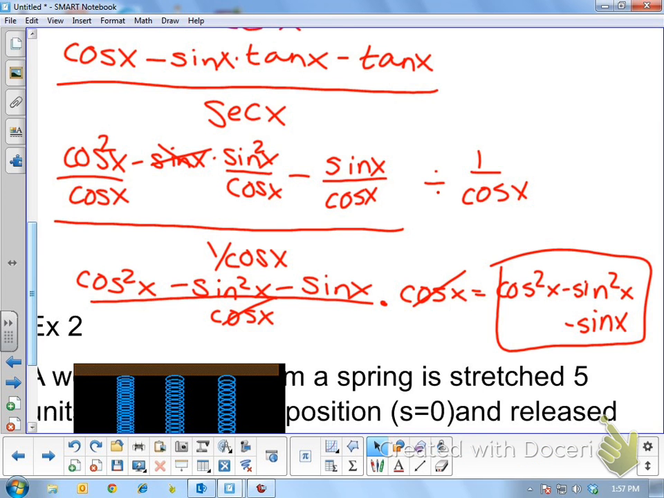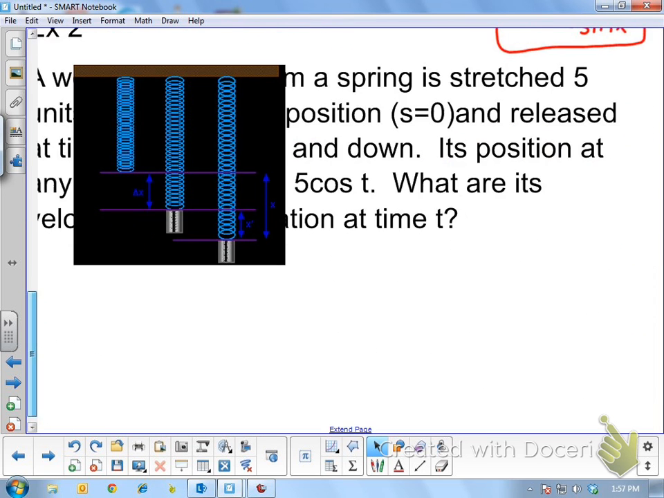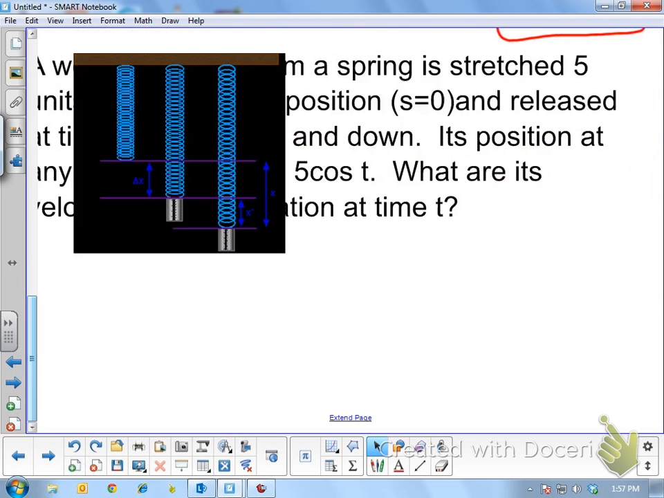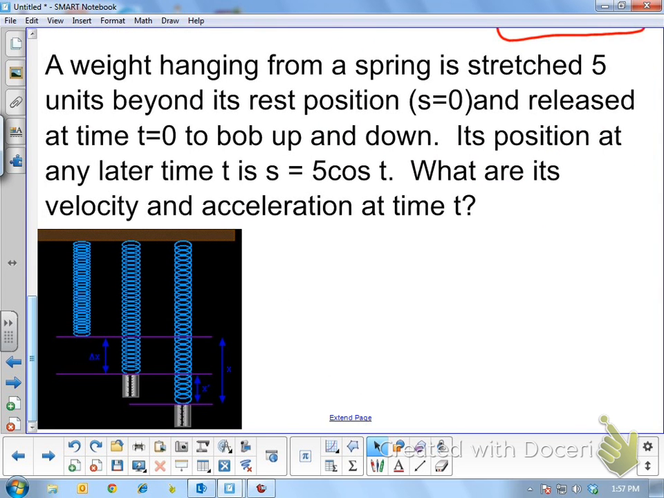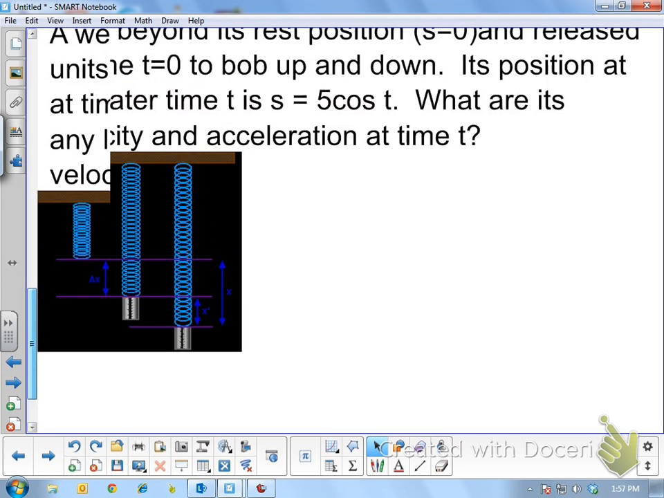So we can apply our knowledge of trig now to what's called harmonic motion. Remember spring problems? Not hot springs?